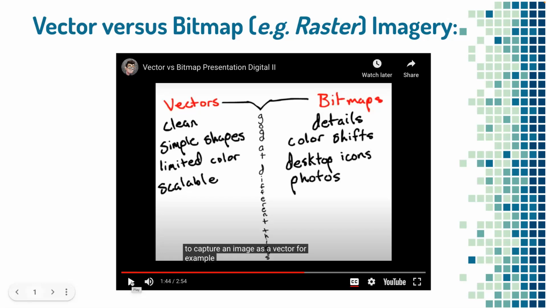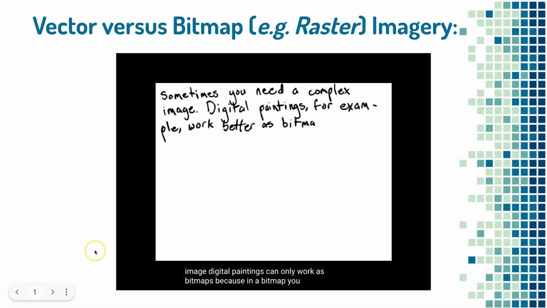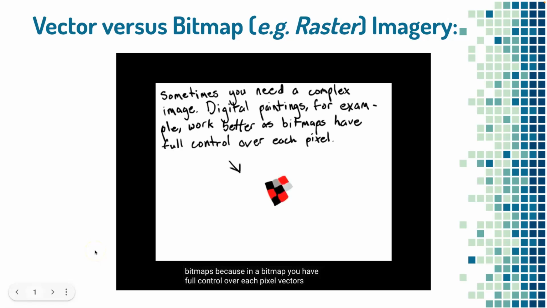There is no device currently available or made that just captures a vector. It always will capture pixels instead. So vectors have to be created, not captured. Sometimes you need a complex image. Digital paintings can only work as bitmaps because in a bitmap you have full control over each pixel.